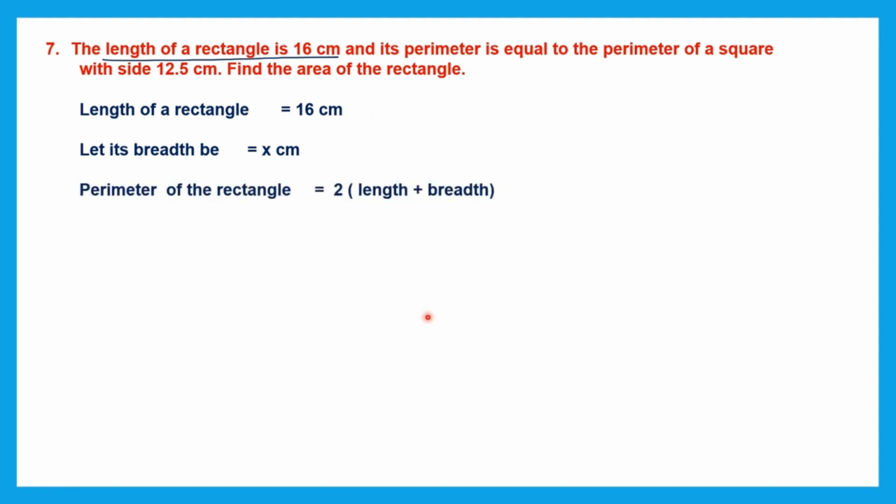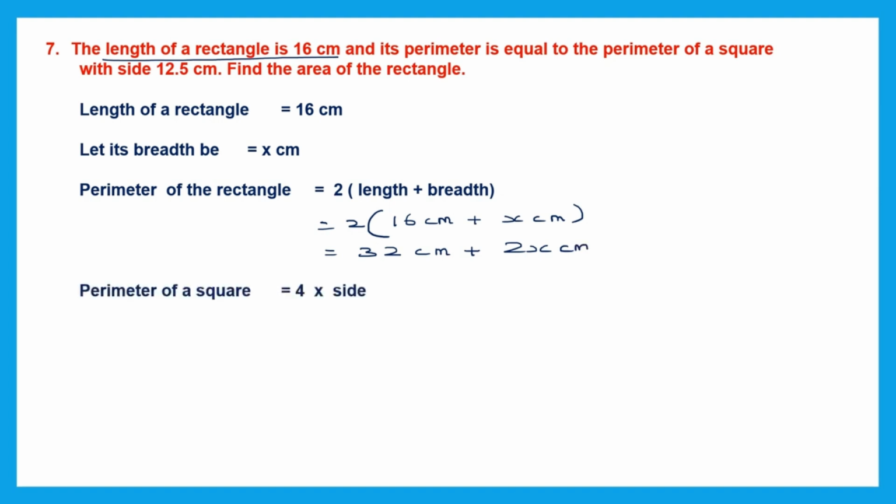So perimeter of the rectangle, the formula is 2 into length plus breadth, that is 2 into length is 16 centimeters and the breadth is x centimeters. Now let's multiply this. 2 into 16 is 32 centimeters plus 2 into x is 2x centimeters. Now this is the perimeter of the rectangle.